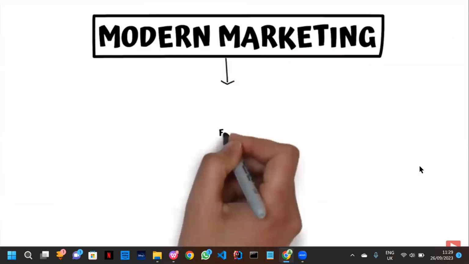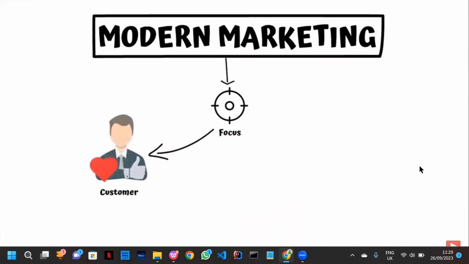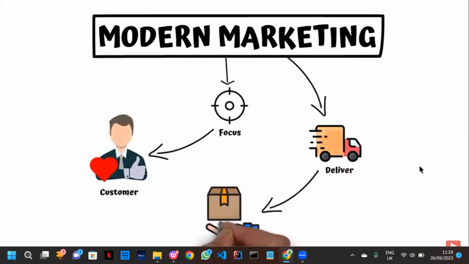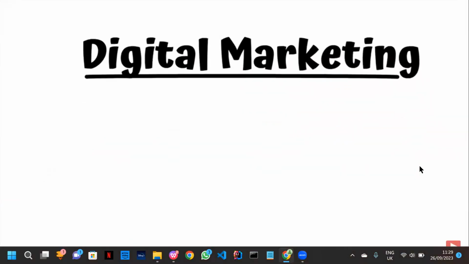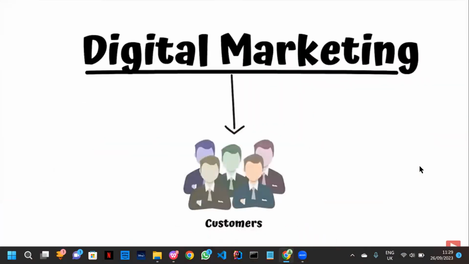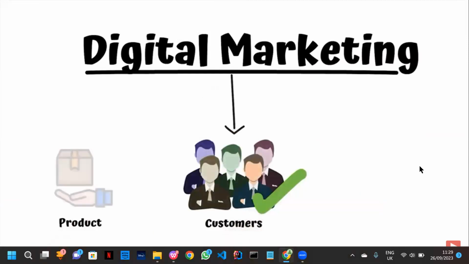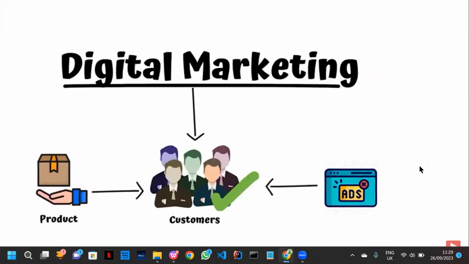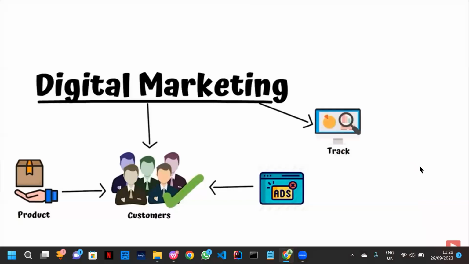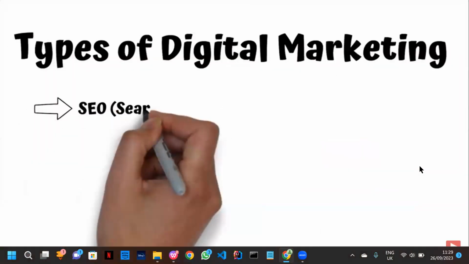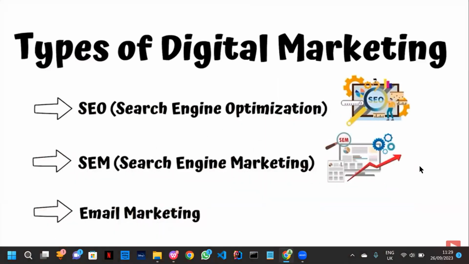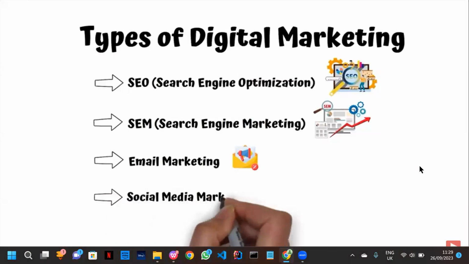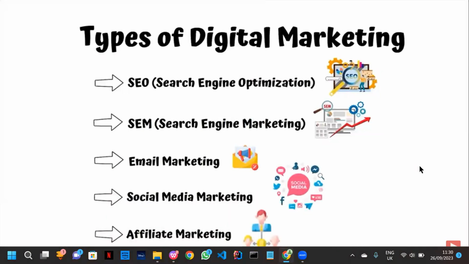Modern marketing focuses more on knowing what customers want and need and then delivering that exact product to them. The most common form of modern marketing is known as digital marketing. And with digital marketing, you're able to identify the exact customers that need your product and show your ads only to them. And then you're able to track your return on investment down to the dollar. Some common types of digital marketing are going to be SEO or search engine optimization, SEM or search engine marketing, email marketing, social media marketing, and affiliate marketing.